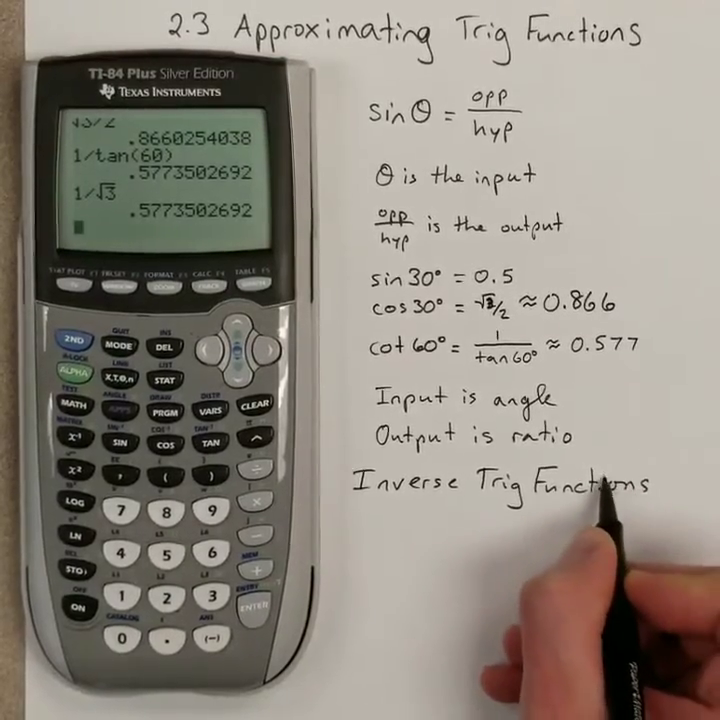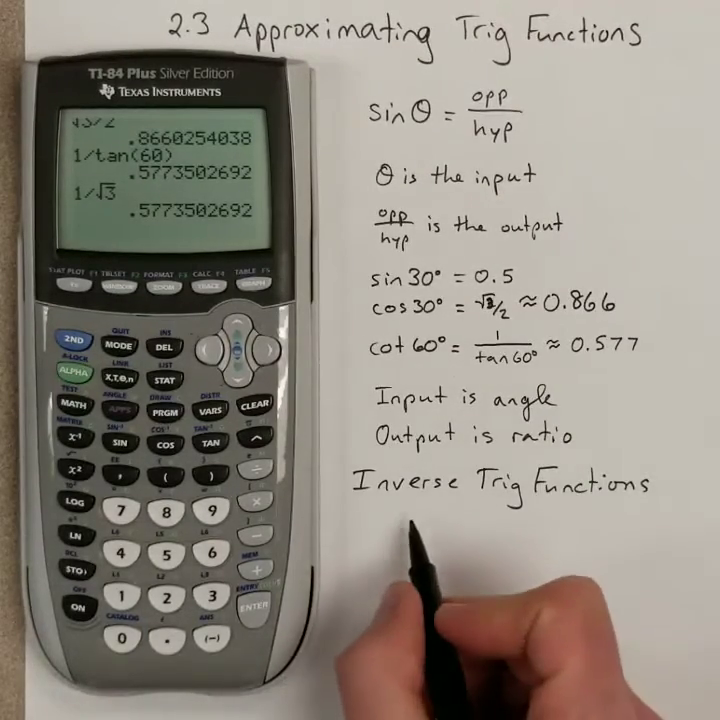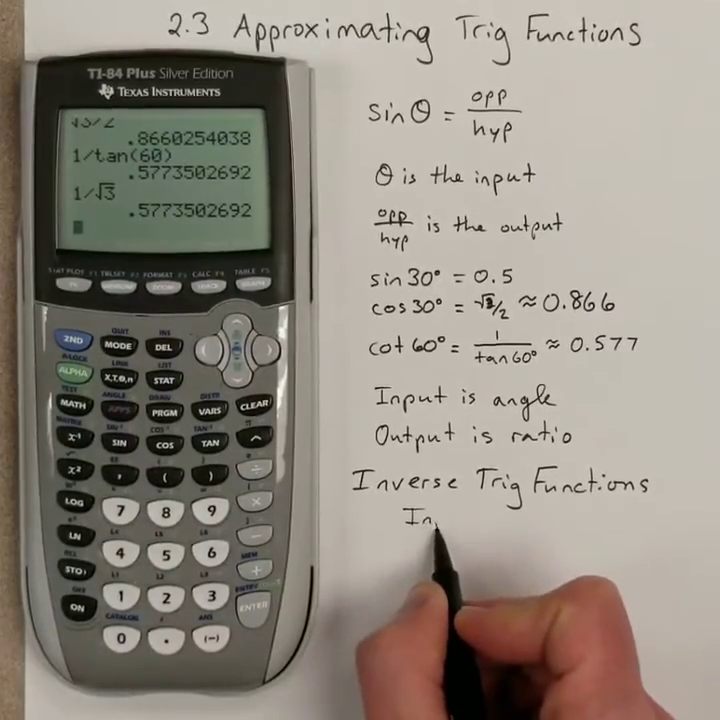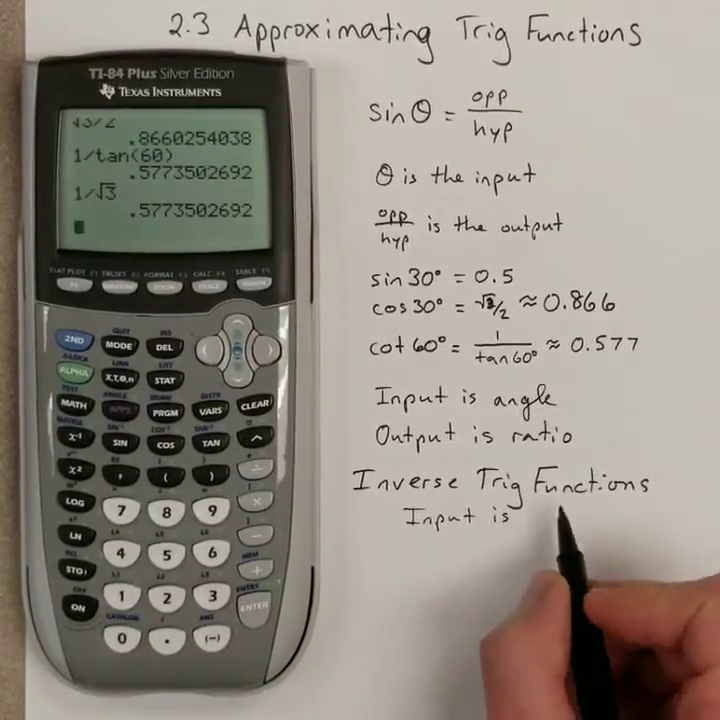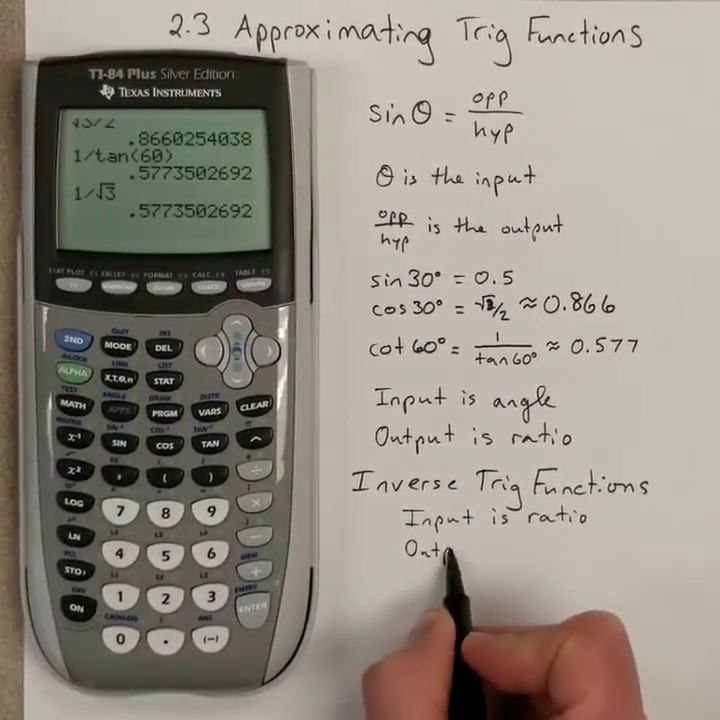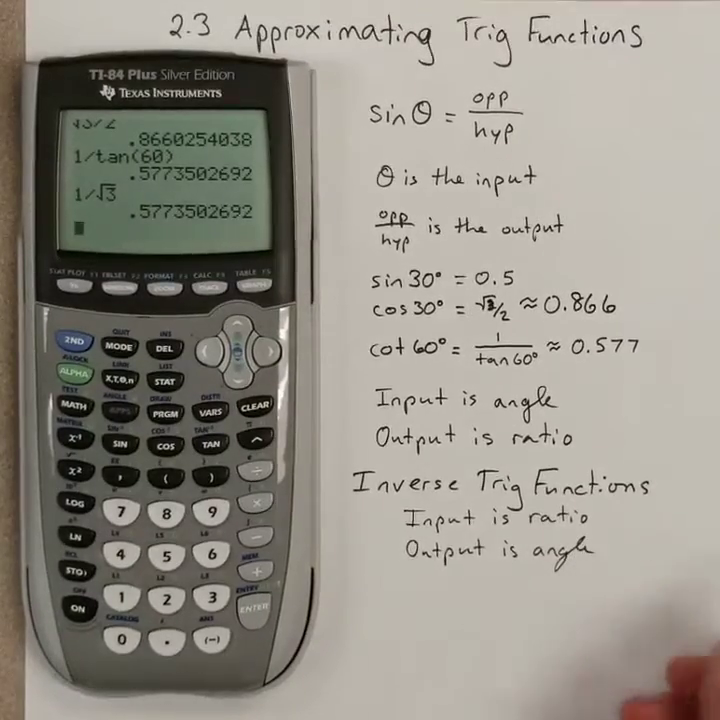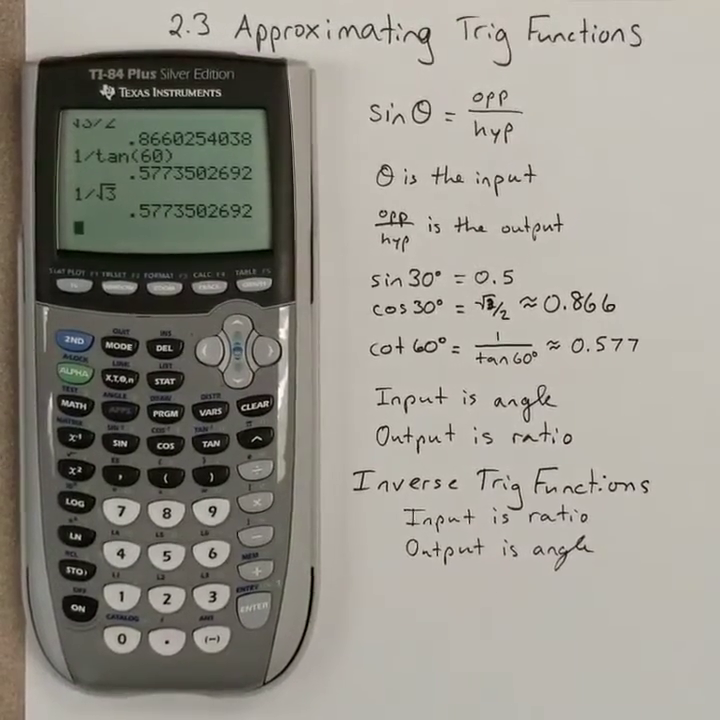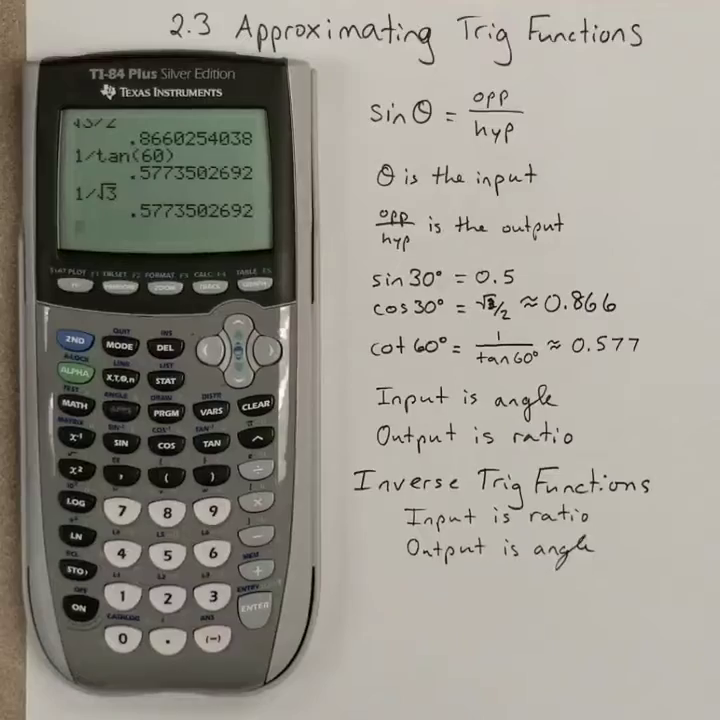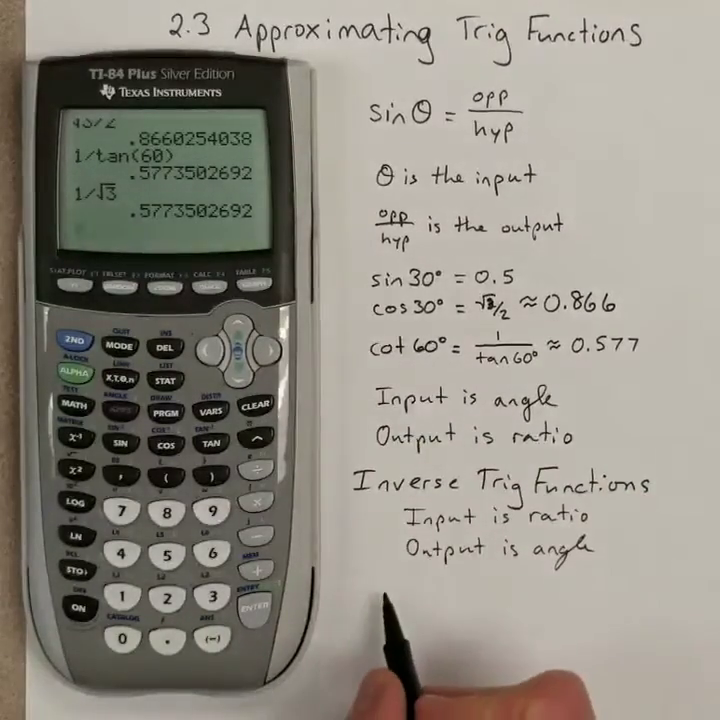And with inverse trig functions, you essentially invert the outputs and inputs. So with an inverse trig function, the input is the ratio, whereas the output is the angle.